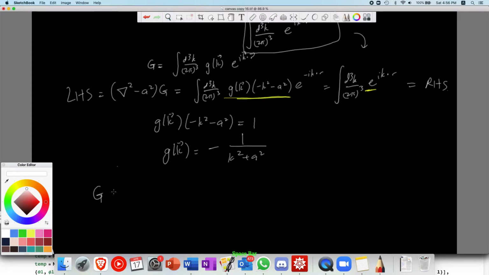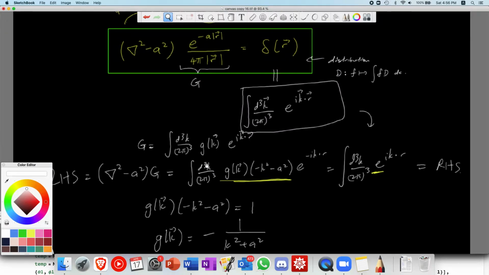So the Green's function is equal to the integral of d3k over 2 pi cubed, and this is e to the power of i k dot r over k squared plus a squared.